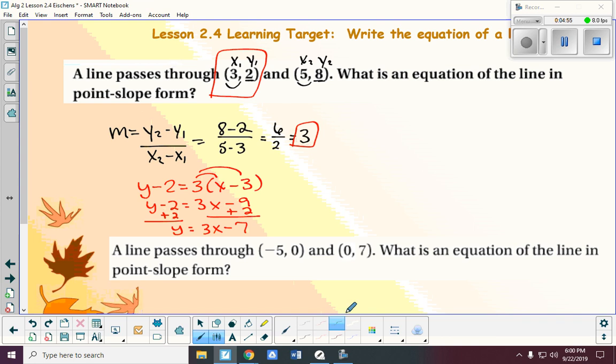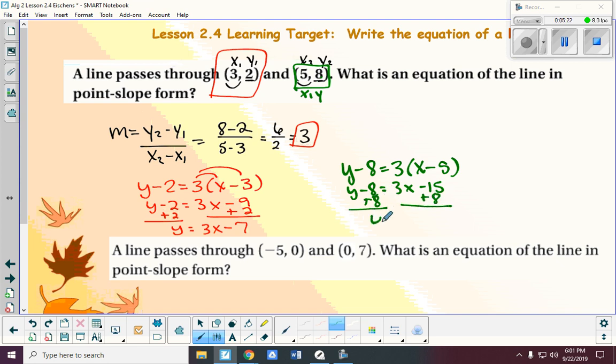Now let's say that we would have said, oh, but let's use this one for the x1, y1 for the point that we use. So then we would have y minus y1, which is 8, equals 3 times x minus x1, which is 5. Now if we distribute, we have 3x minus 15. And you'll see we get the same answer. y equals 3x minus 7. So once you know the slope, you can just pick one of the points, use the slope, and then the point-slope formula will give you your equation.